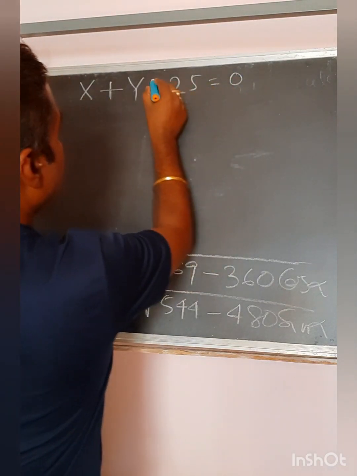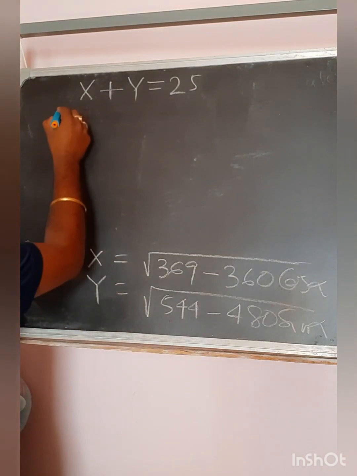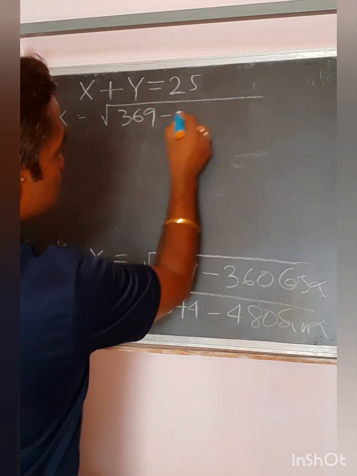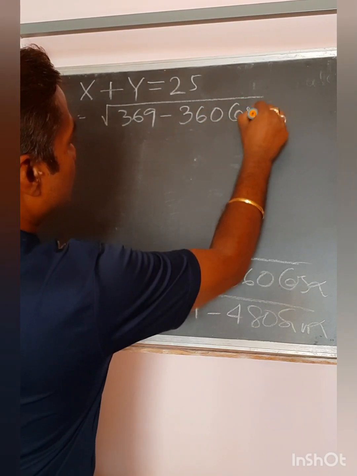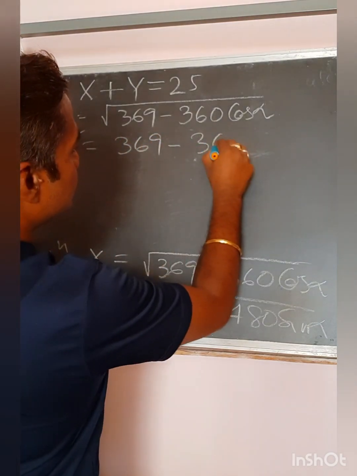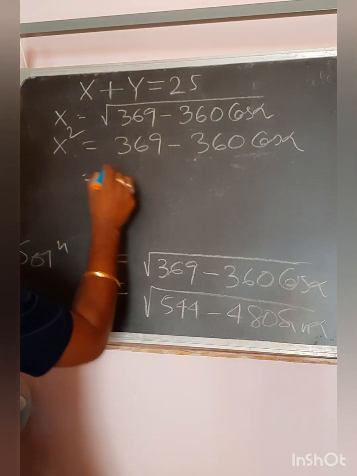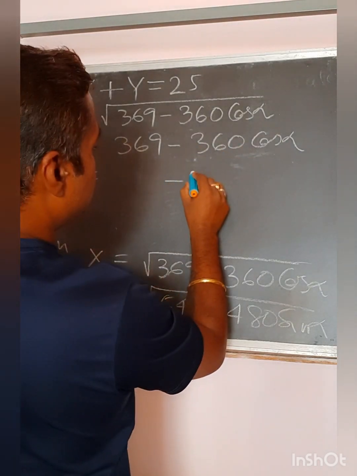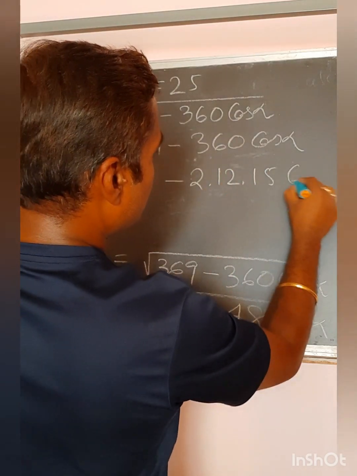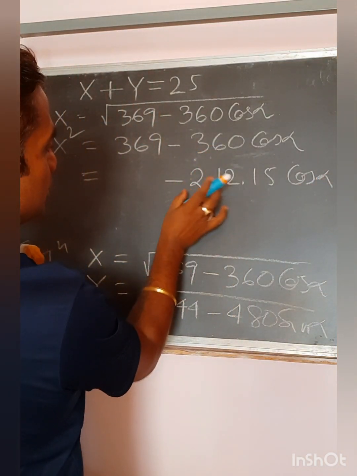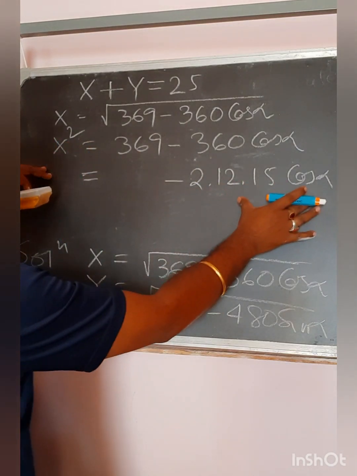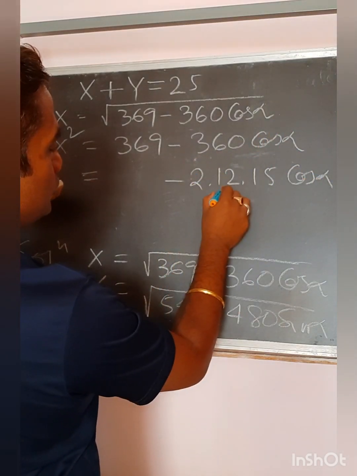So we can say that x plus y equals 25, and otherwise x equals root of 369 minus 360 cos alpha. Now I am squaring both the sides, so x square equals 369 minus 360 cos alpha. Just follow, I am breaking these numbers into other numbers. This becomes 2 into 12 into 15 cos alpha. Why am I breaking it like this? There is a reason, because this equation is almost like the cos formula of a triangle.